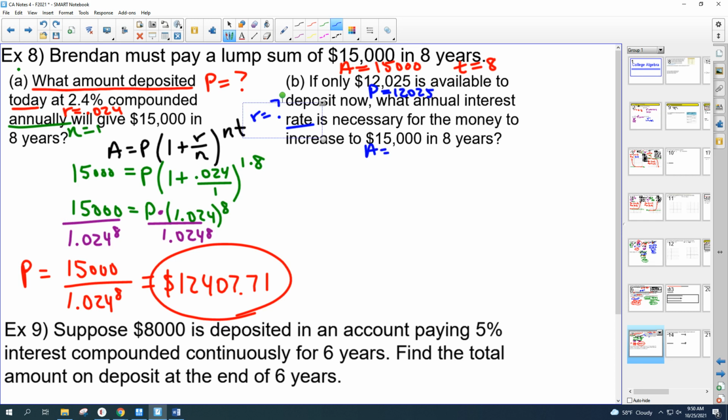All right, so I know the final amount and I know the time, and we're still talking about annual, so n is still 1. It's still going to be the same equation, but this time I want R.